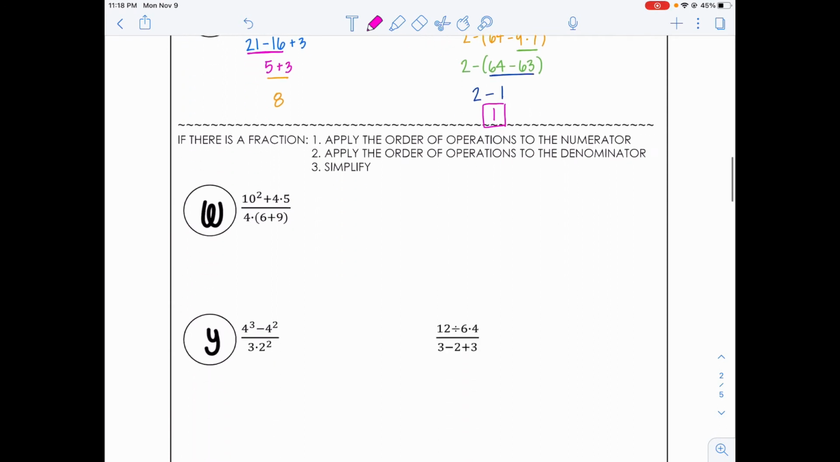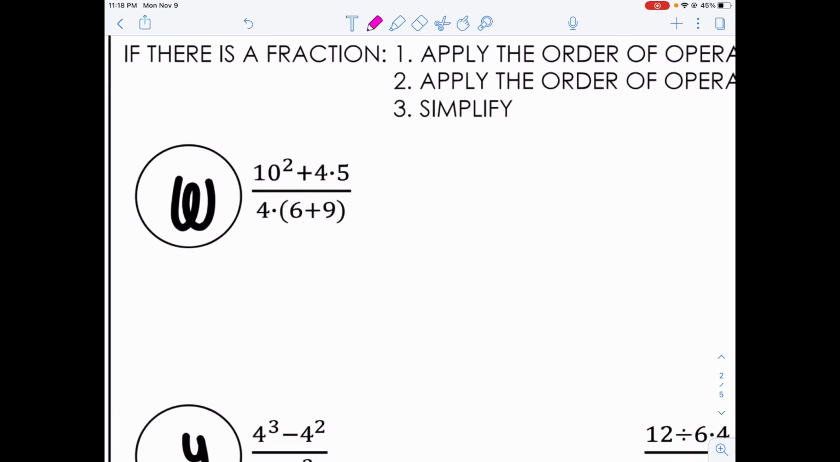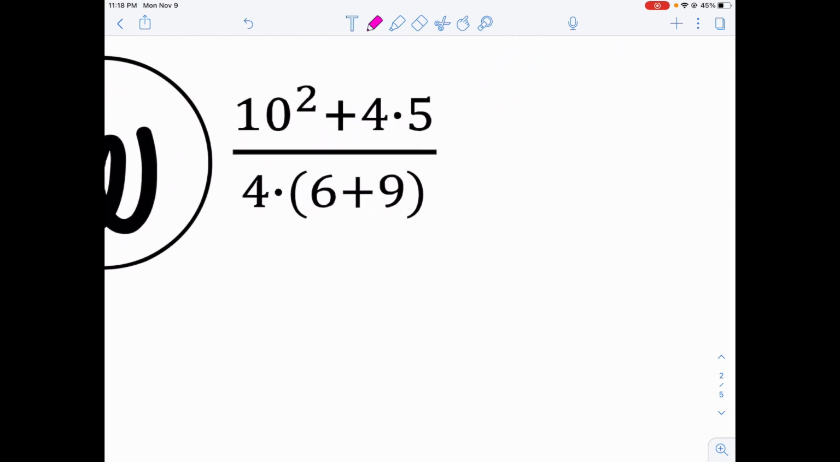Looking into our next section, sometimes it is written as a fraction. Now, there is no need to panic. You need to just look at it like it's two completely separate expressions. Remember that fraction bars are really just a way to indicate division. So when an expression is written as a fraction, you're going to cover up the bottom.